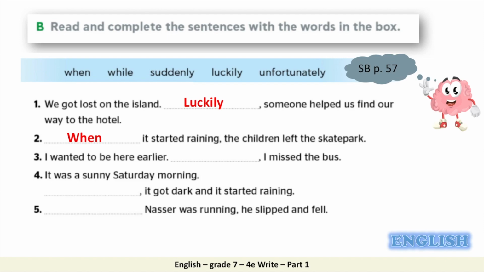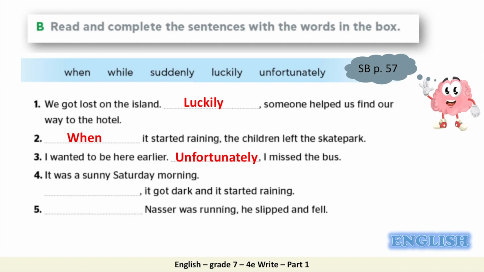Sentence number 3. I wanted to be here earlier. I missed the bus. When you say I missed the bus, this means that it's not good news. So the correct answer would be unfortunately. I wanted to be here earlier. Unfortunately, I missed the bus.